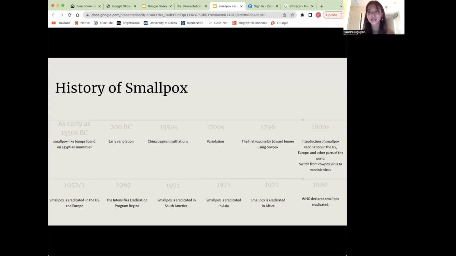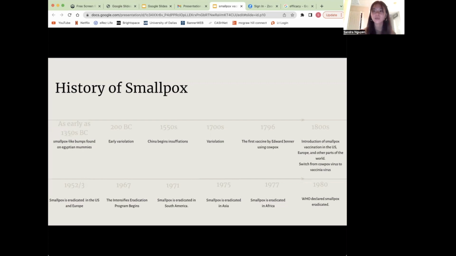Then in the 1880s, the process of vaccination was spread to other parts of the world, and during this time, instead of inoculating cowpox, the vaccinia virus was used instead. Then from 1952 to 1977, smallpox was erased from the face of the earth thanks to the vaccine.